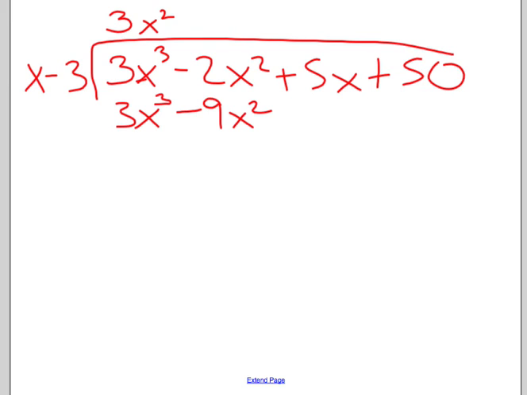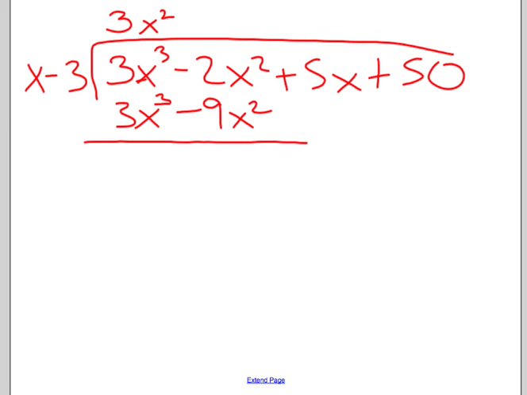Okay, how'd you get the 3 on top? How many times can I divide x into 3x? So 1. It's like 3 divided by 1. Okay, don't write this down. Just watch it. How'd you get the minus 9x squared? I took the negative 3 times the 3x squared.